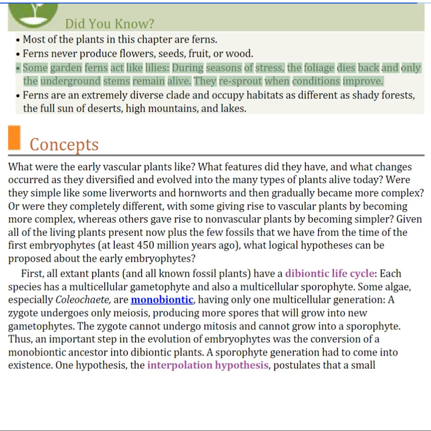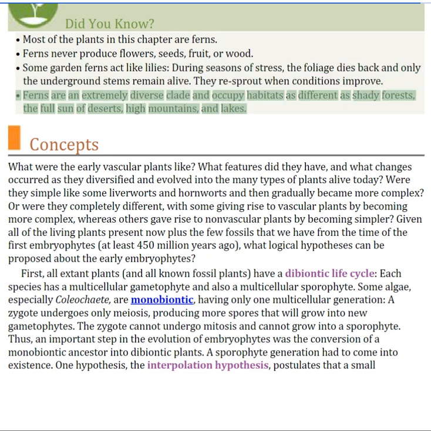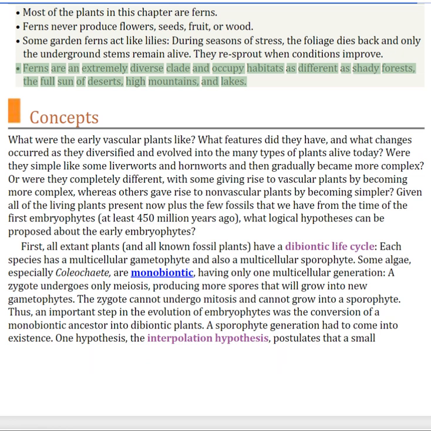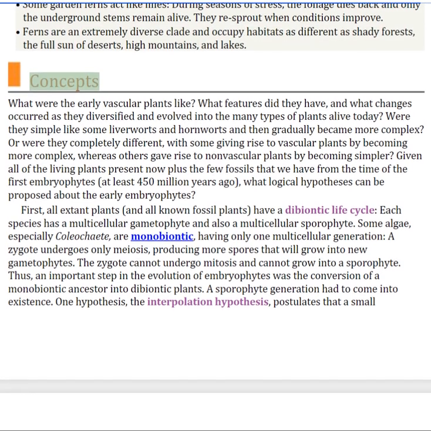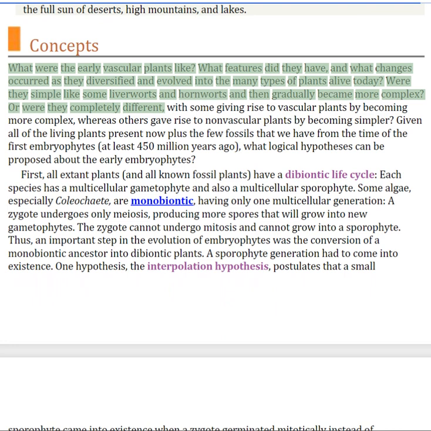They resprout when conditions improve. Ferns are an extremely diverse clade and occupy habitats as different as shady forests, the full sun of deserts, high mountains, and lakes. Concepts. What were the early vascular plants like?